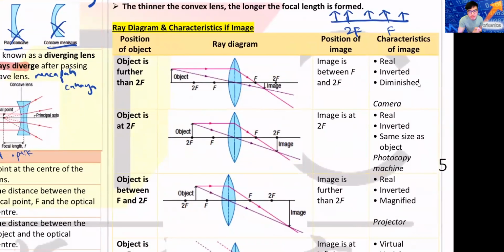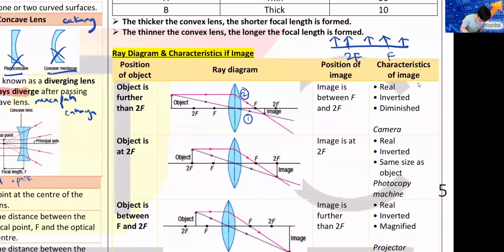To draw this ray diagram, if they ever ask in an exam, it's very easy. There are only two lines here. Can you see the purple line and the pink line? You need two lines to form an image. Very easy. How do you draw the first line? First line always goes through O.